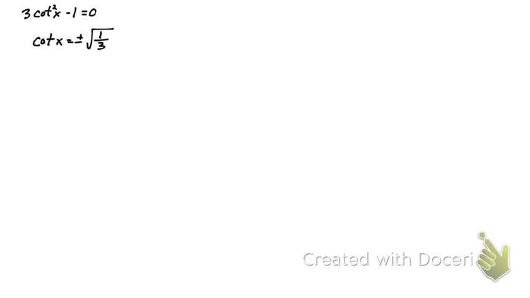Is that looking like yours so far? Mm-hmm. All right, to turn it to tangent, I would not simplify that. All I would do is flip it, so tangent x would be plus or minus square root of 3. Is that good so far? Okay. So then I'm asking where is tangent equal to plus or minus square root of 3.